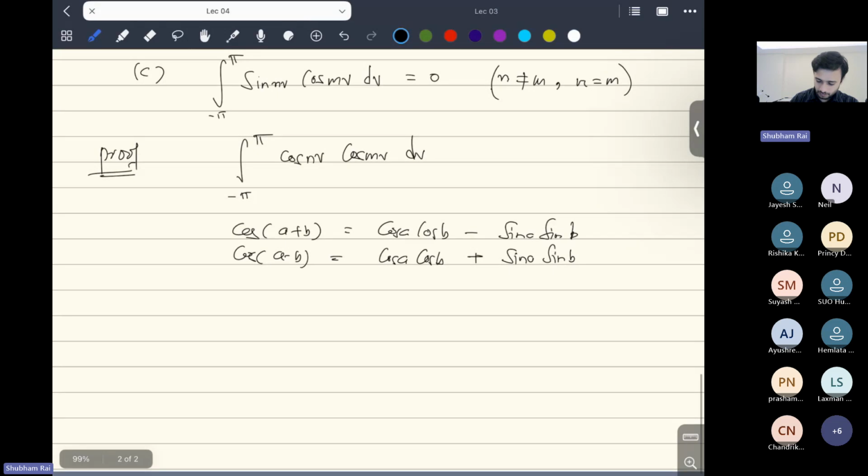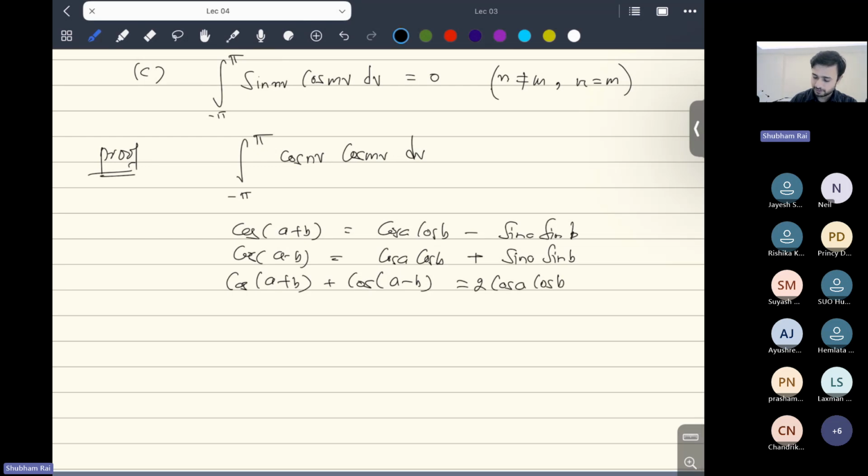So now we have, if you add these two terms, you will get cosine(a plus b) plus cosine(a minus b). You will get twice of, because sin a sin b will get cancelled, you will get twice of cosine a and cosine b, right?